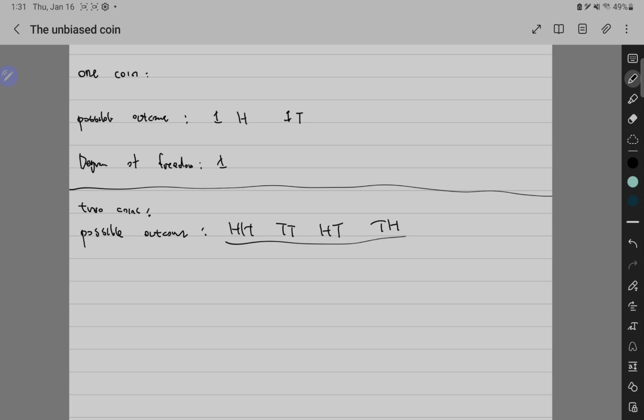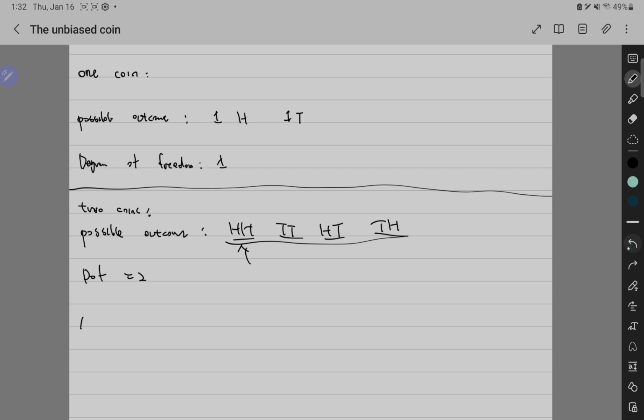And here I'm going to define something called a microstate. By the way, can you tell me what the degree of freedom is for our two coin scenario? So DOF is just going to be 2, right? Because, what are the independent variables in here? Well, it's the first coin and the second coin, right? So the number of independent variables in this case is 2. So the degree of freedom for two unbiased coins is going to be 2.